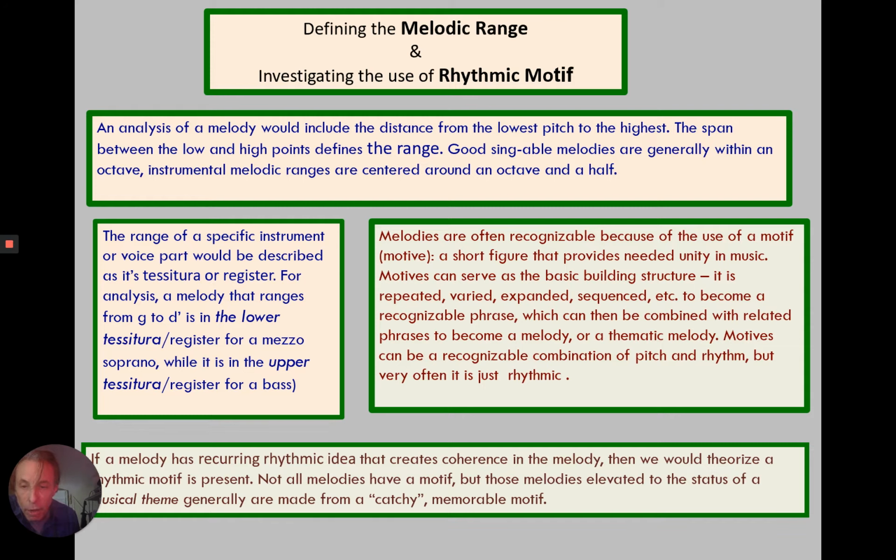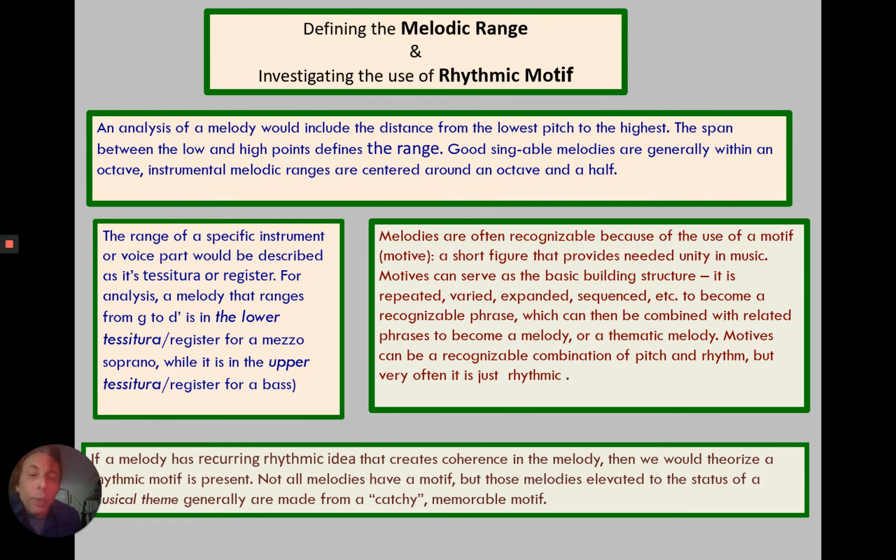We could talk about famous melodic motifs, but if you're looking at generic works, probably a repeated pattern that seems to be a unifying factor is just rhythmic. If a melody has a recurring rhythmic idea that creates coherence, then we theorize a rhythmic motif is present. But just note, not all melodies have a motif. Those melodies that elevate to the status of a theme usually are made from a catchy, memorable motif. So a musical theme is a melody that is of higher ranking than just any old melody.